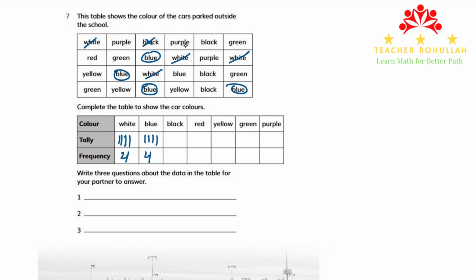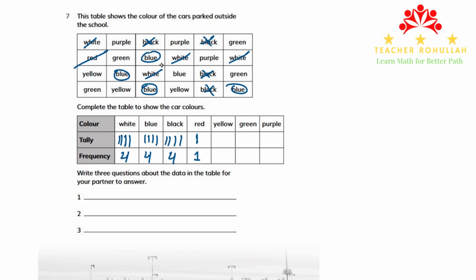And how many black colors? So 1 black here, 2, and 1 here, and 1 here. So 1, 2, 3, 4. Again, 4. So 4 black colors. And for red, we don't have anyone in the first row. We have 1 here, and we don't have any in the third row. We have only 1 red. So 1, and the frequency also 1.